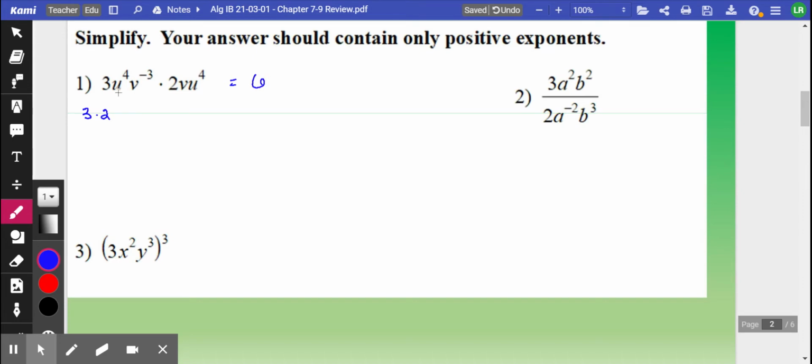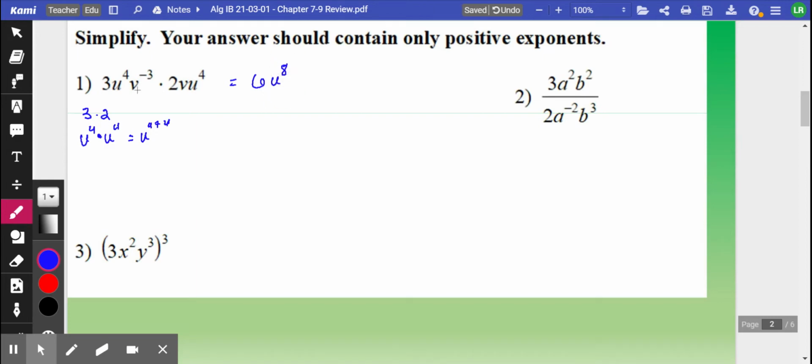But with our variables, our u's, I have u to the fourth and u to the fourth. Since those u's are being multiplied, the rule is that I'm allowed to add the exponents. So those exponents, 4 plus 4 is 8.